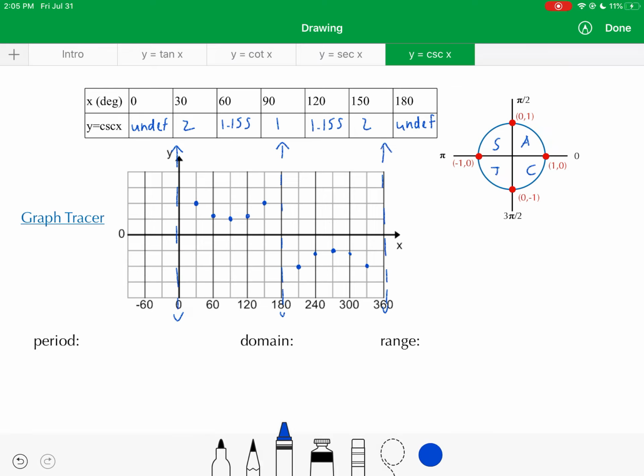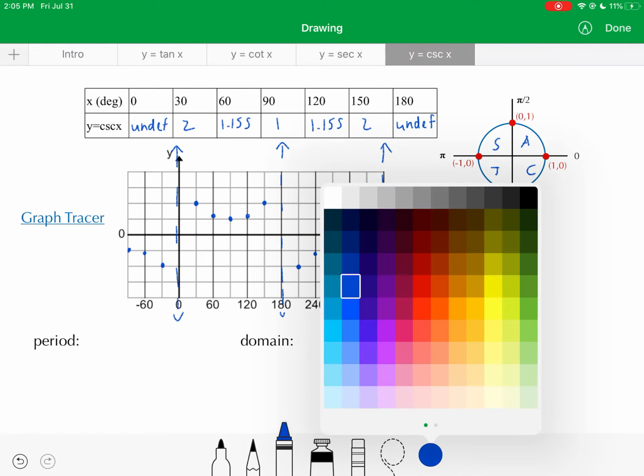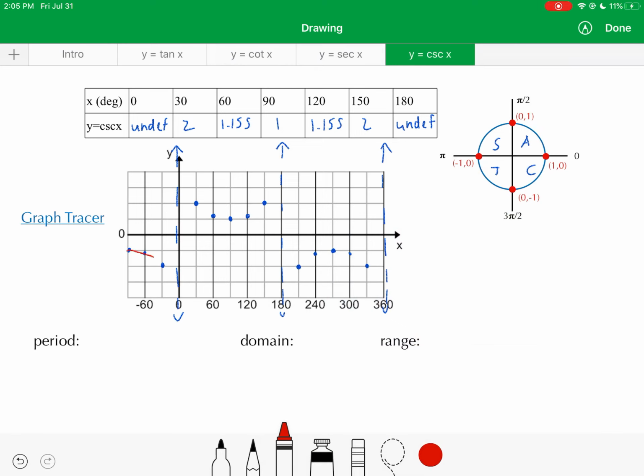Okay. If you go in the negative direction, at negative 30 degrees, cosecant should be negative 2. It should be negative 1.155 at negative 60, and it should be 1 when x is at negative 90. Okay. Putting that all together, my curves are doing this. Again, looks very similar to the secant function. We just have the asymptotes shifted.